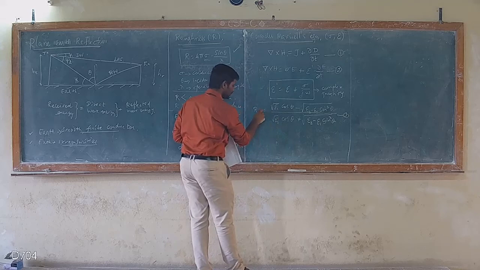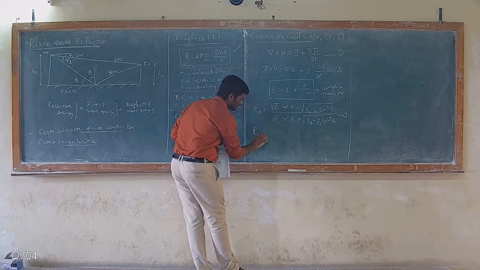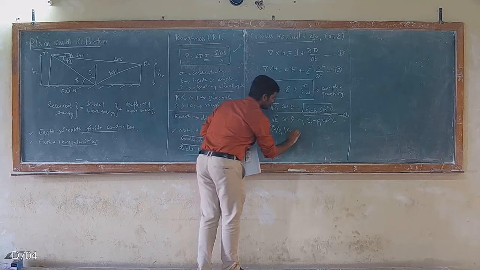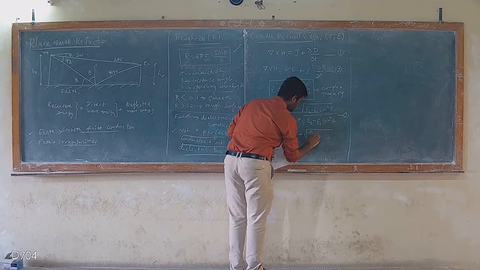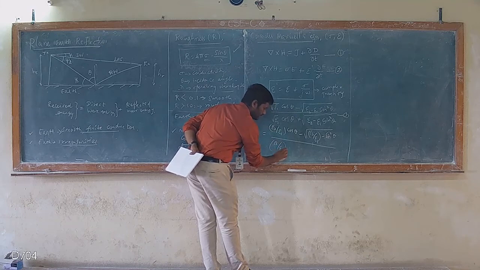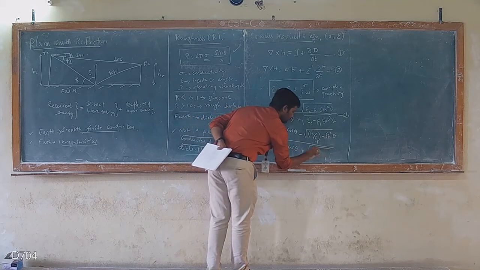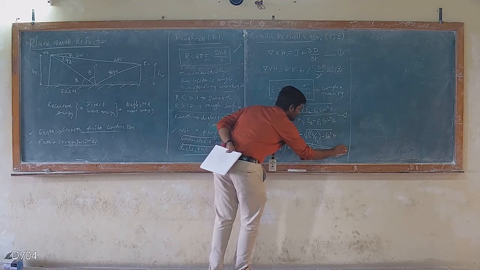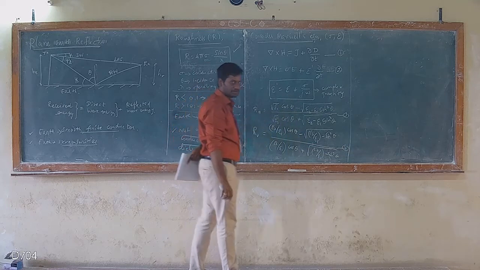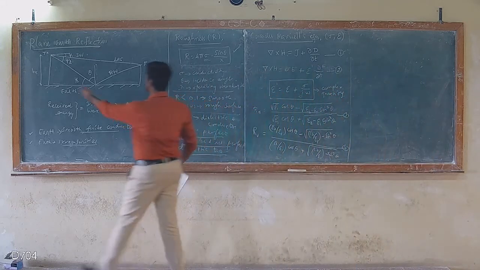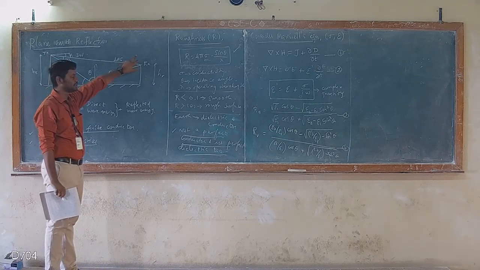This is the reflectivity for horizontally polarized signals, and the other expression, for vertically polarized signals, is epsilon 2 by epsilon 1 into cos theta minus square root of epsilon 2 by epsilon 1 minus sin square theta, divided by epsilon 2 by epsilon 1 into cos theta plus square root of epsilon 2 by epsilon 1 minus sin square theta. So this is the expression for reflectivity of your vertically polarized signal. For these two expressions, we need to substitute the permittivity condition. Epsilon 1 is the dielectric constant on the transmitting antenna side, and epsilon 2 is for the ground reflected signal.